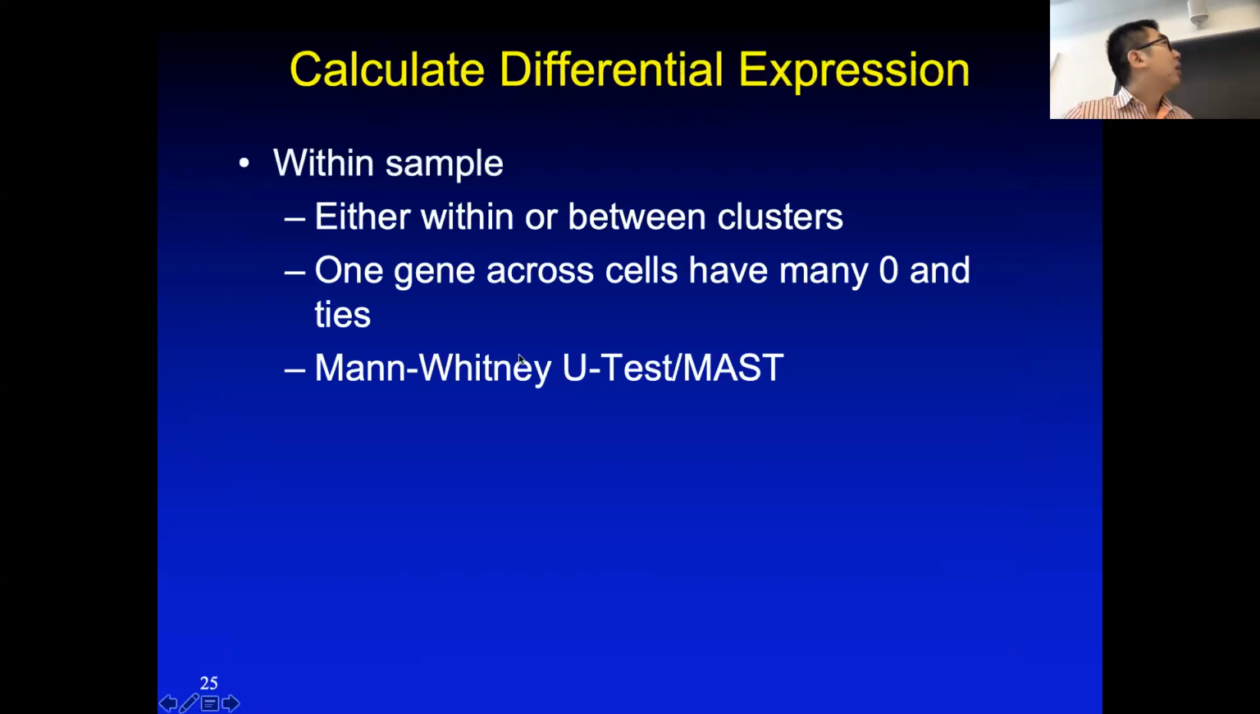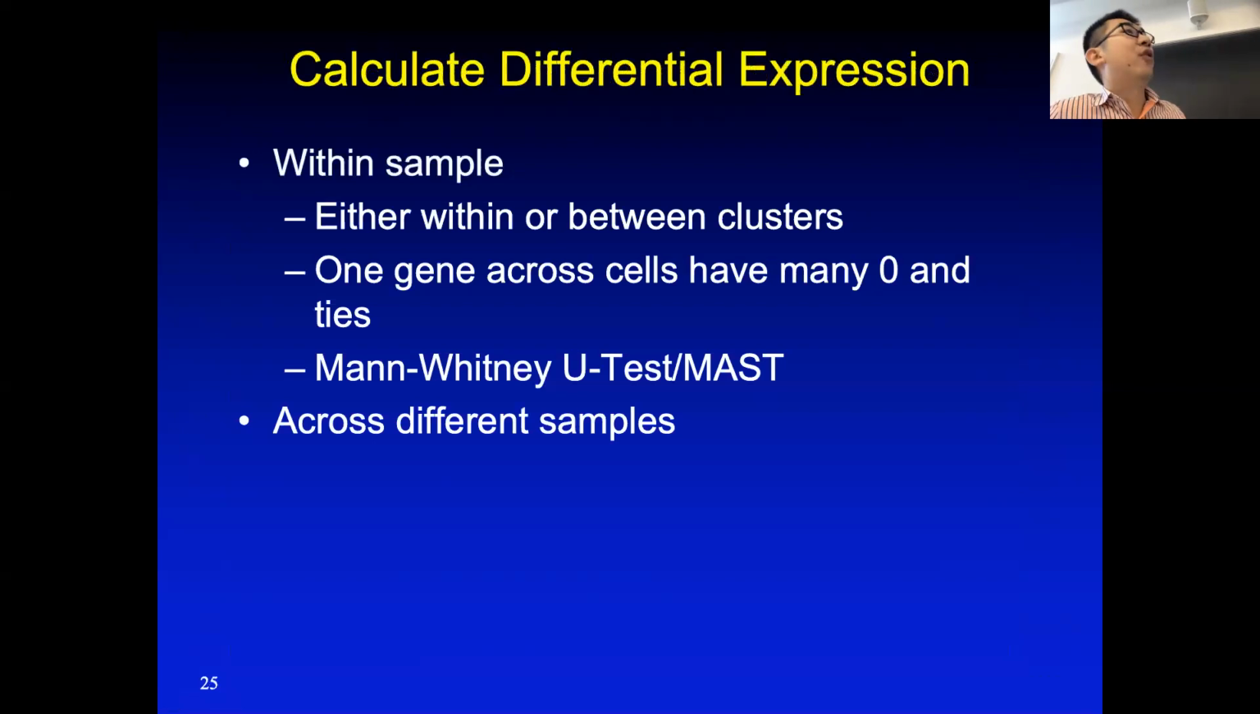We need to notice that one gene across the cells may have many zeros. For the differential expression analysis, a very simple method is to use non-parametric tests like the U-test. We can also use MAST, which we introduced previously, based on the hurdle model, to detect the differential gene expression. We can also perform the differential expression across different samples.